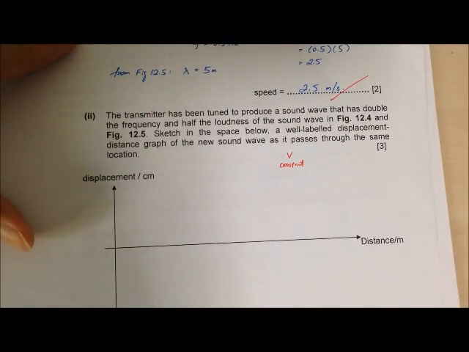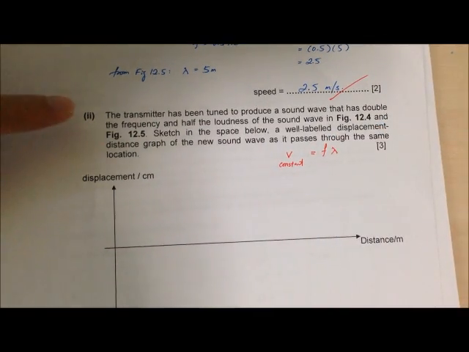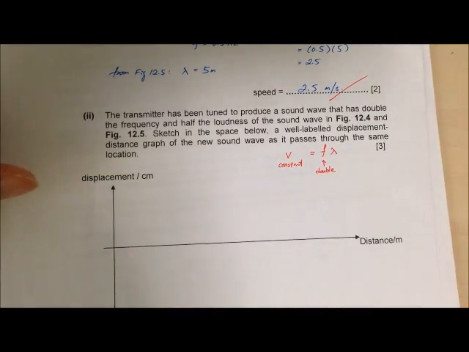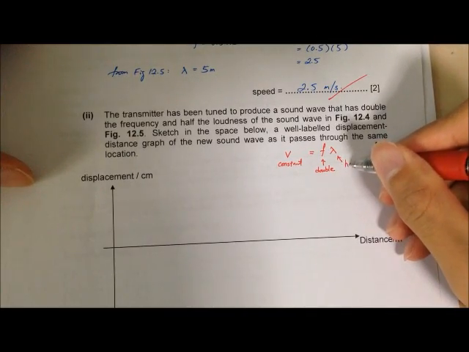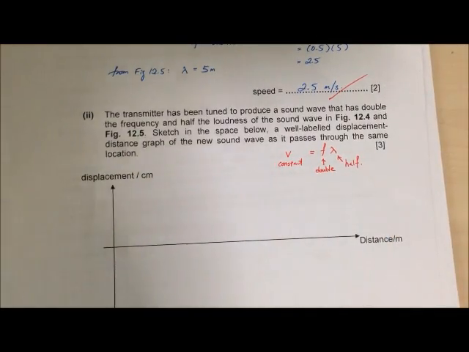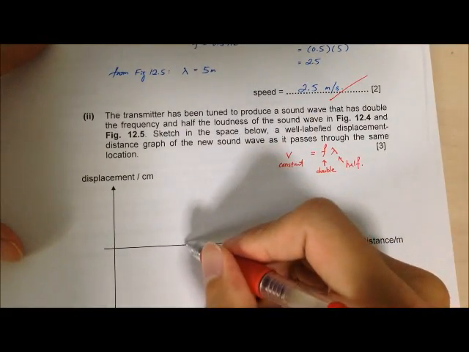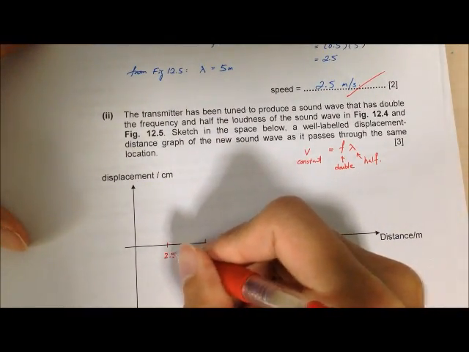So what does V equal to? V is actually equal to f lambda. So now your sound wave doubles its frequency. So f is actually being doubled. But my V is constant, right? That means my wavelength must be half. If not, I can't keep the velocity constant. So even though the frequency is being doubled, your wavelength will be half. So now initially your wavelength is 5, right? So it will be half now, so it will be 2.5.